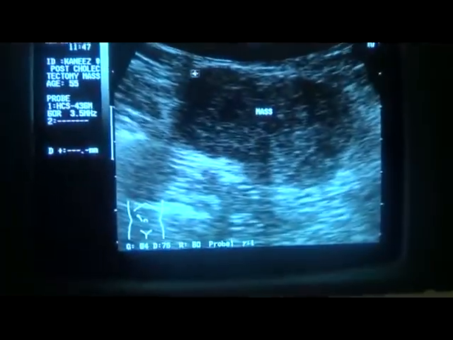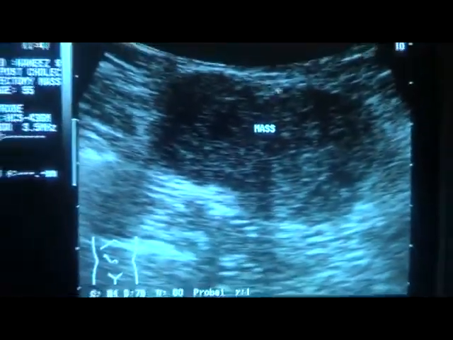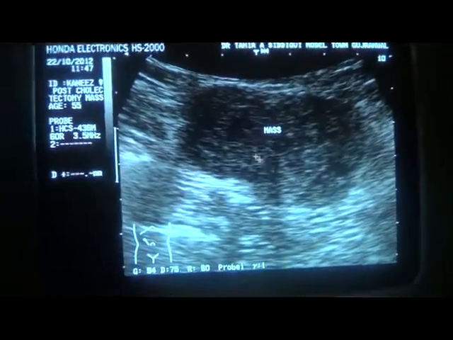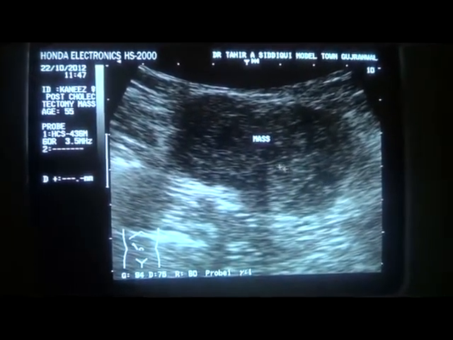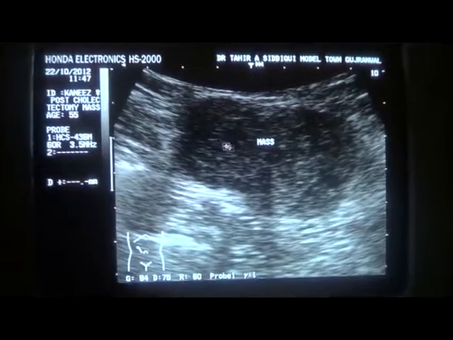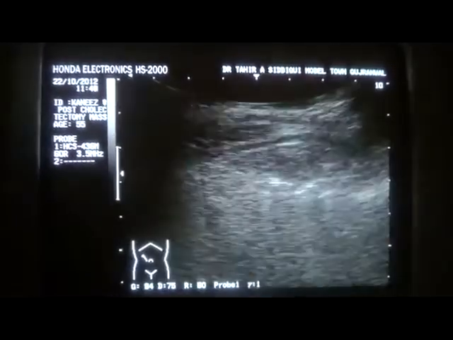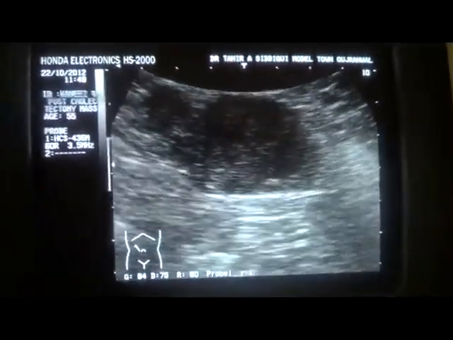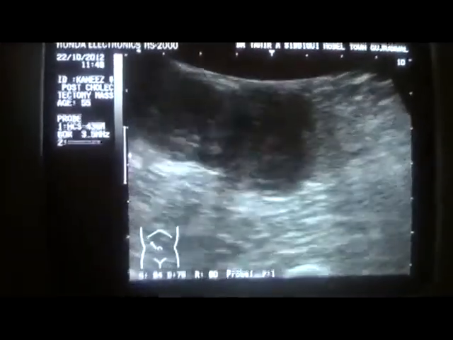Let's study the mass. Now the mass has an outer border which is relatively irregular. Its internal echogenicity is mixed echo, with a few tiny cystic areas that can be seen within it, and there is also a calcification within it.